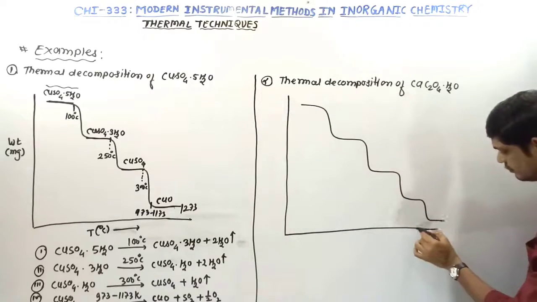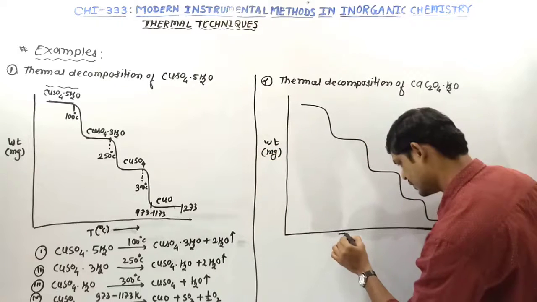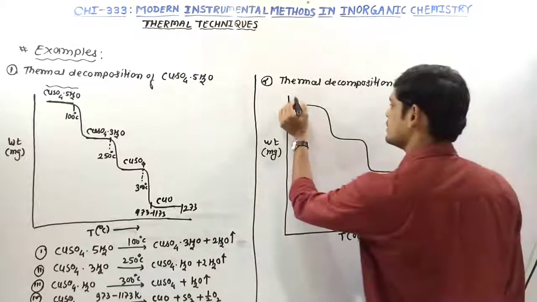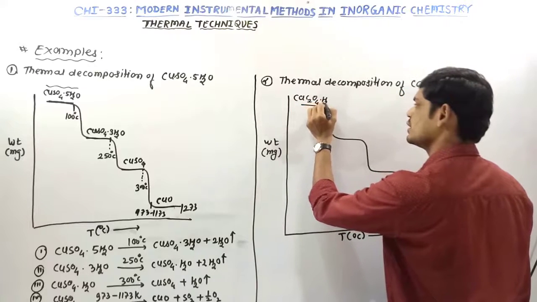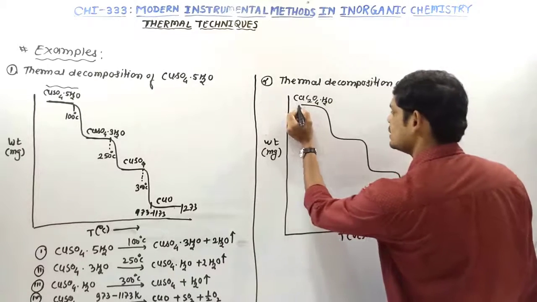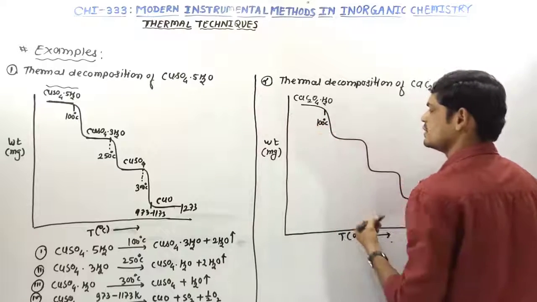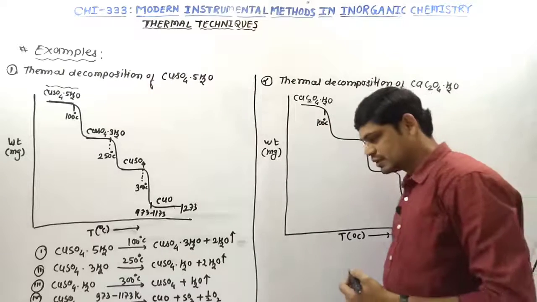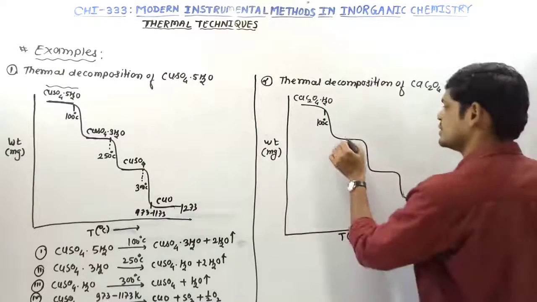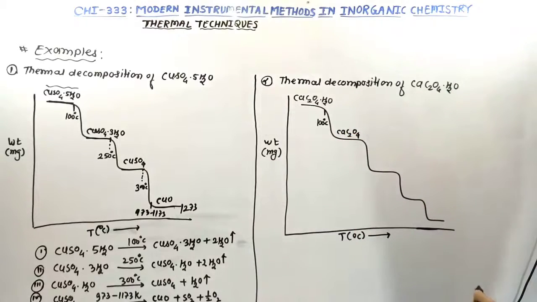In this way. This is your weight in milligram. This is the temperature in degrees Celsius, you can say. This is nothing but your CaC2O4·H2O, calcium oxalate monohydrate. Obviously, initially there is no change in weight up to 100 degrees Celsius. This is a common thing. The first water molecule, which is the water of hydration, will be lost at 100 degrees Celsius temperature, and we will get the formation of the corresponding CaC2O4, calcium oxalate anhydrate, we call it.